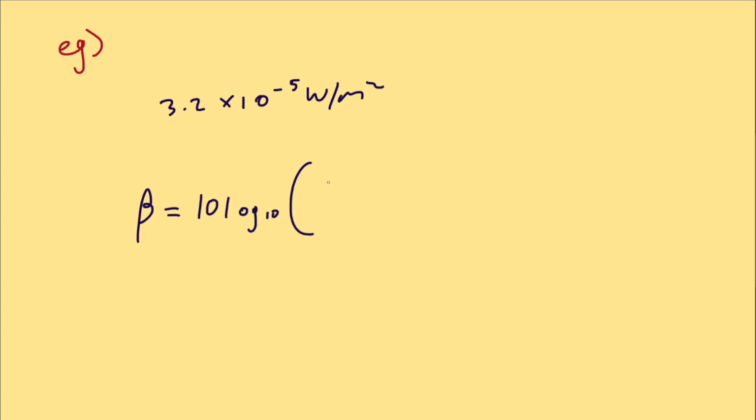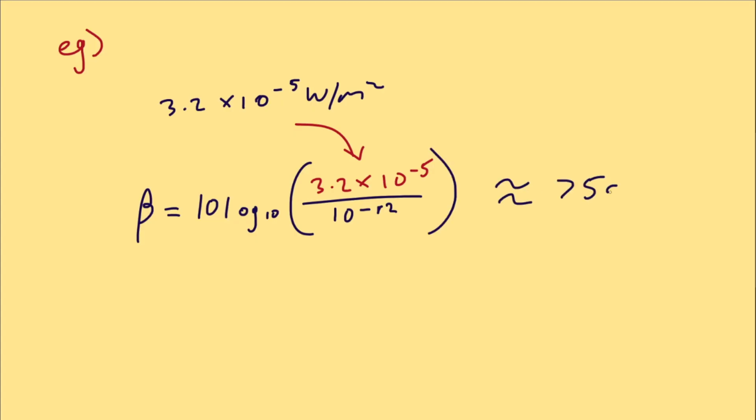Let's go through an example. So imagine there's a busy intersection. And there's cars and there's talking and there's horns. And the sound intensity is 3.2 times 10 to the power of negative 5 watts per meter squared. What's the sound level in decibels? Let's look at the formula. It's 10 log 10 of our intensity, so 3.2 times 10 to the power of negative 5, divided by 10 to the power of negative 12. This is roughly 75 decibels.